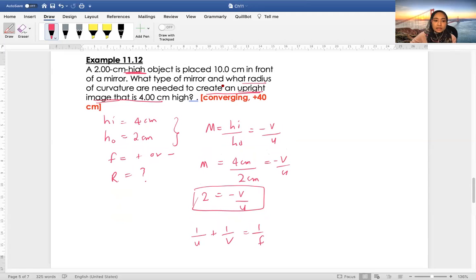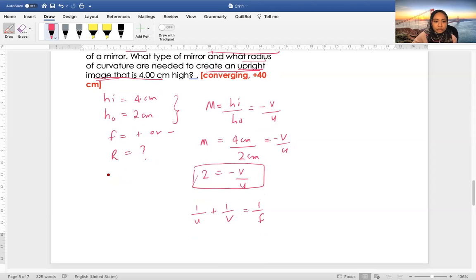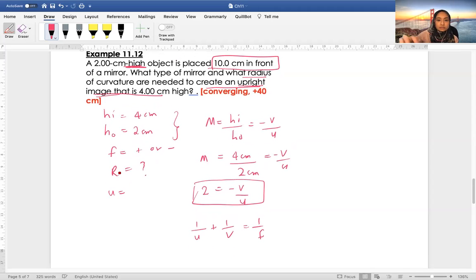Oh, there it is. There's U. Forgot. Yay, there's U. So U is 10 centimeters. Okay, so I have my U. So U is 10. So minus V over 10 will give me a V of minus 20.